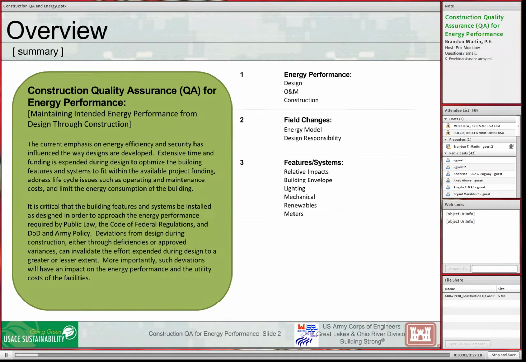So we're going to talk a little bit about factors that affect energy performance. We'll talk about how field changes can impact energy performance with specific examples, and then we'll talk about various activities in performing quality assurance for systems and features that impact energy performance.